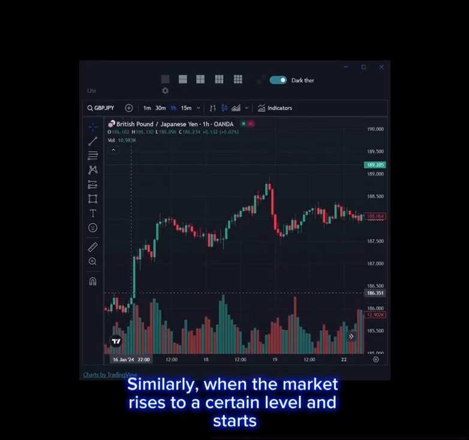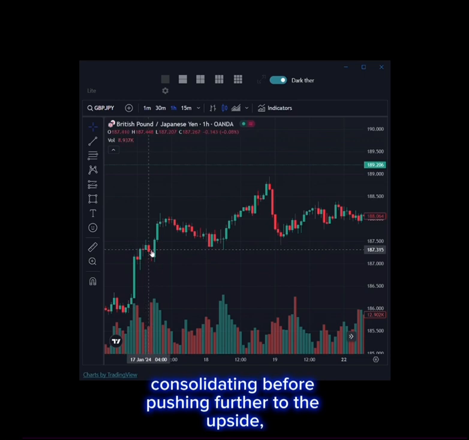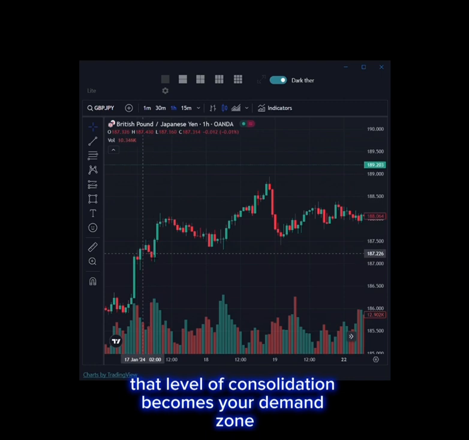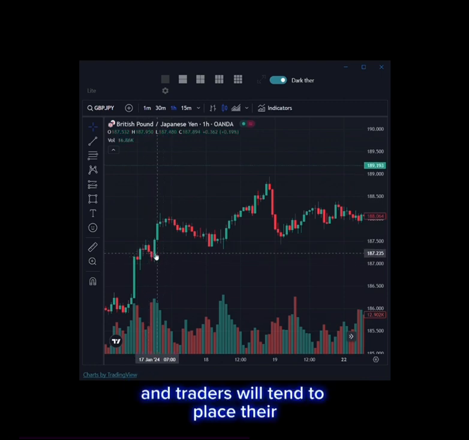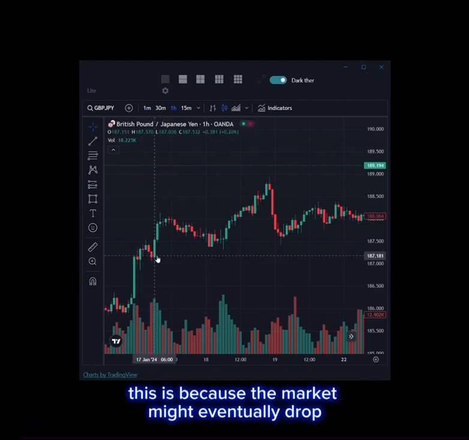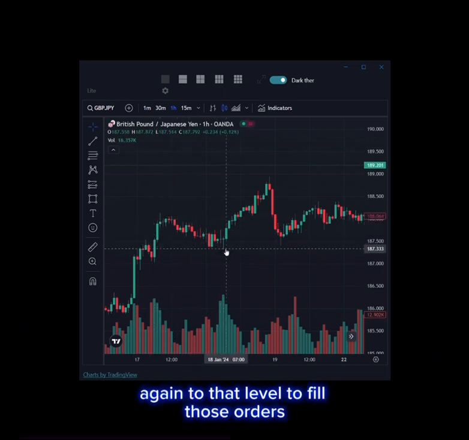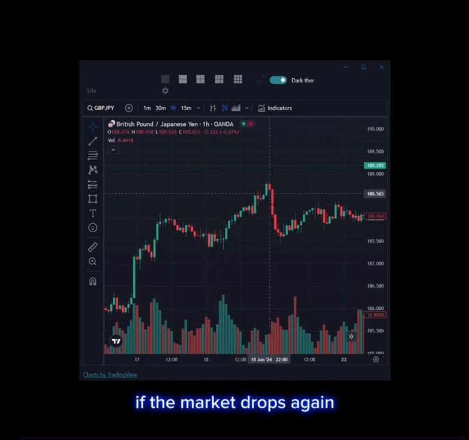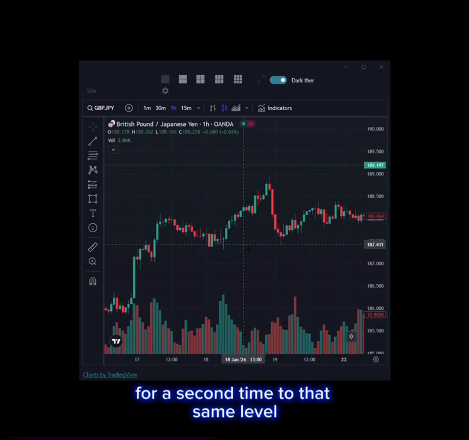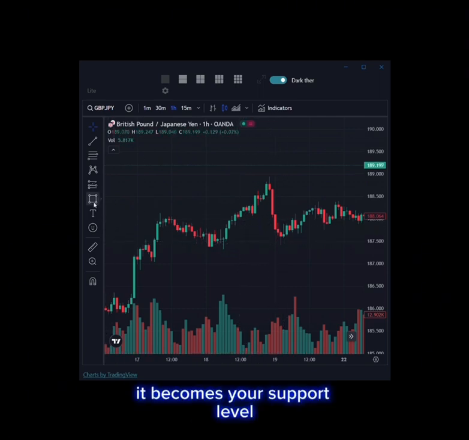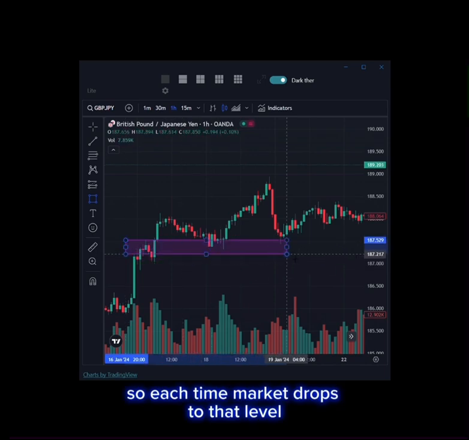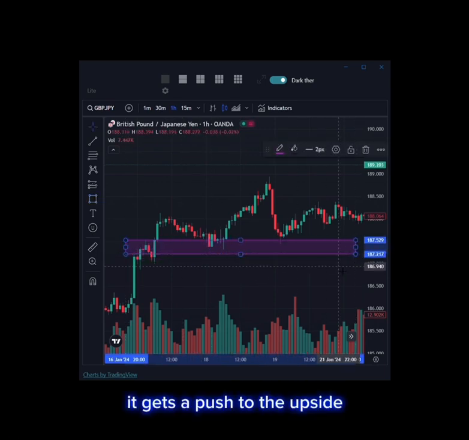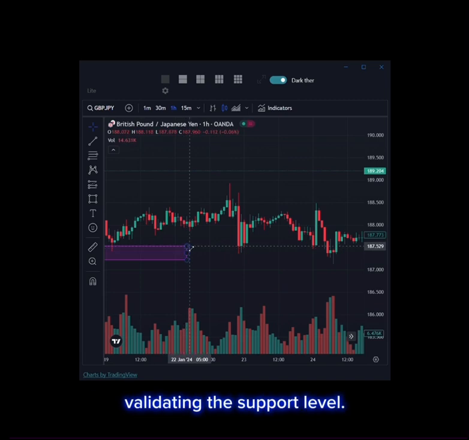Similarly, when the market rises to a certain level and starts consolidating before pushing further to the upside, that level of consolidation becomes your demand zone, and traders will tend to place their buy orders at that area. This is because the market might eventually drop again to that level to fill those orders before pushing further to the upside. If the market drops again for a second time to that same level, it becomes your support level. So each time the market drops to that level, it gets a push to the upside, validating the support level.